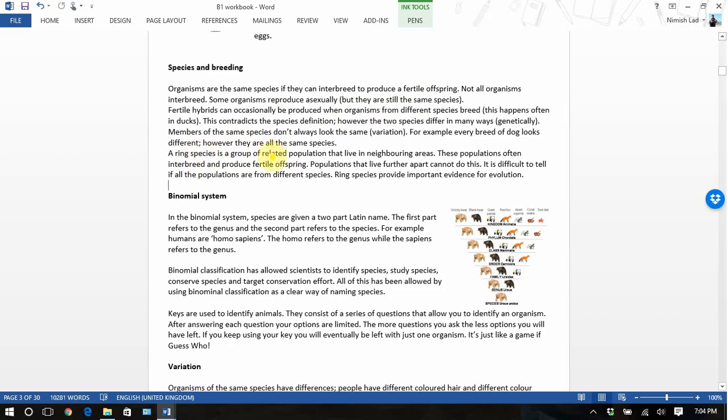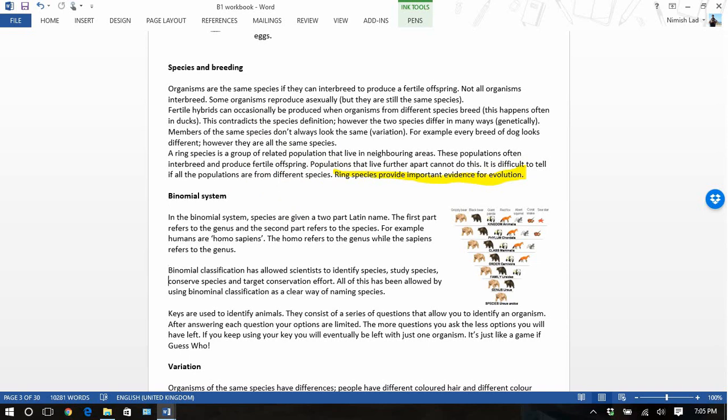A ring species is a group of related populations that live in neighbouring areas. So these often interbreed and produce fertile offspring. So populations that live far apart can't do this. So ring species are where you have related populations and they're close together. It's difficult to tell if the populations are from different species because of the fact they live so close together and they can produce fertile offspring. So ring species are a very clear piece of evidence for evolution, because you can see how it's taking the best suited characteristics from both. Those that take the best suited characteristics from both are more likely to survive.